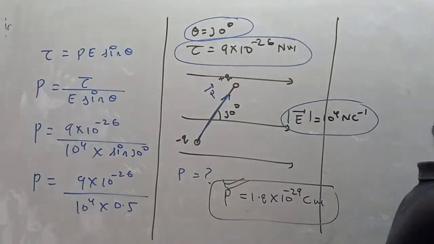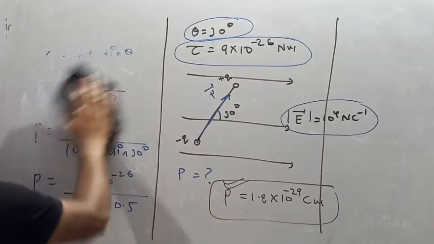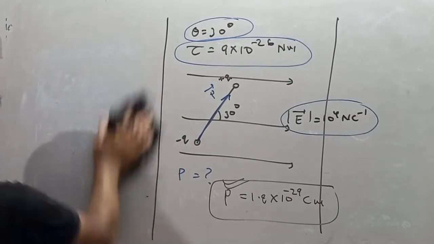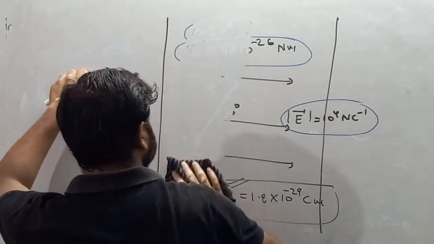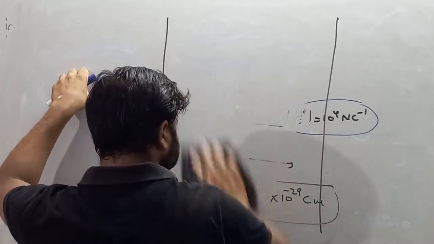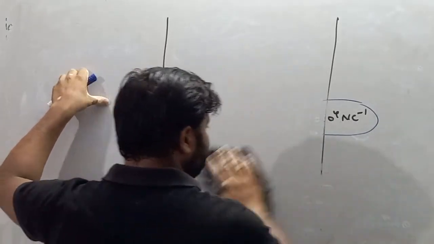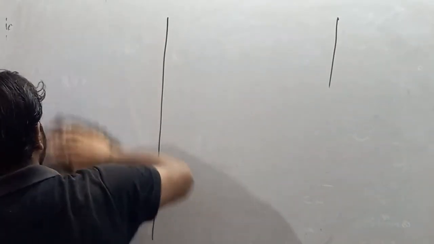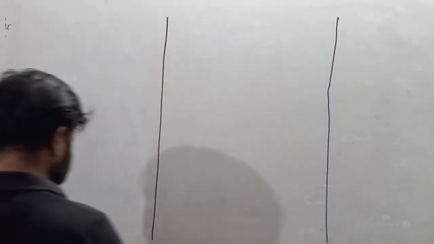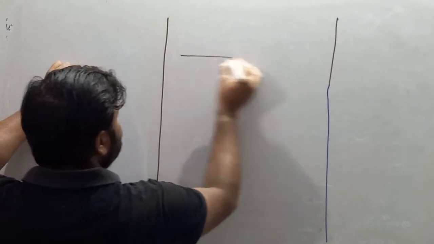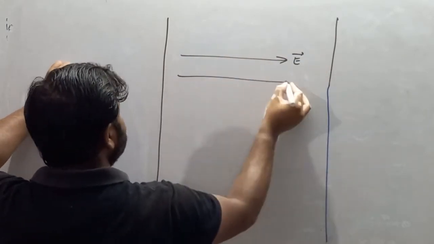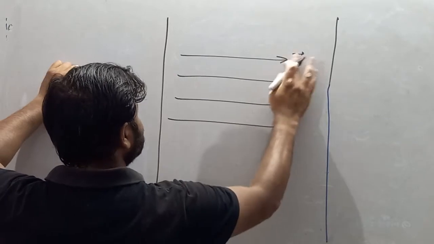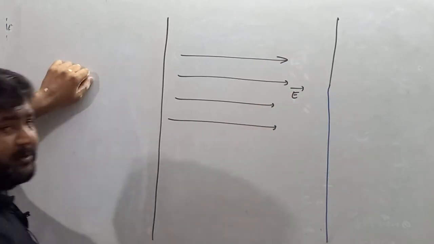Now write down a special case related to the topic of torque acting on a dipole system. Special case for torque acting on a dipole system. So let's suppose we have an electric field, and in this electric field a dipole system is placed.